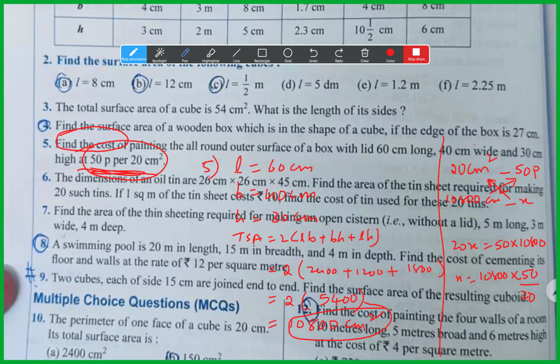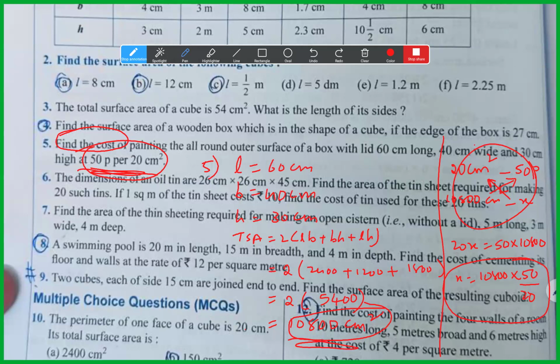Or some teachers directly do 50 by 20, and this step they'll directly write. How we get that is from here only. 50 by 20 is actually the cost per 1 centimeter square. 50 paise for 20 centimeter square means 1 centimeter square is 50 by 20. So if 1 centimeter square is known, 10,800 centimeter square will be 10,800 into 50 by 20. That is how we get that.